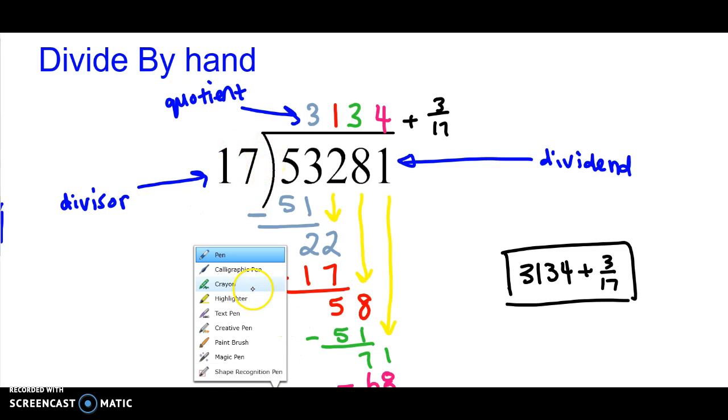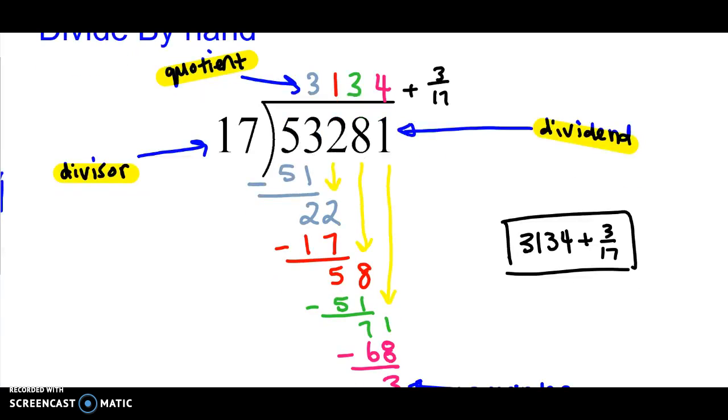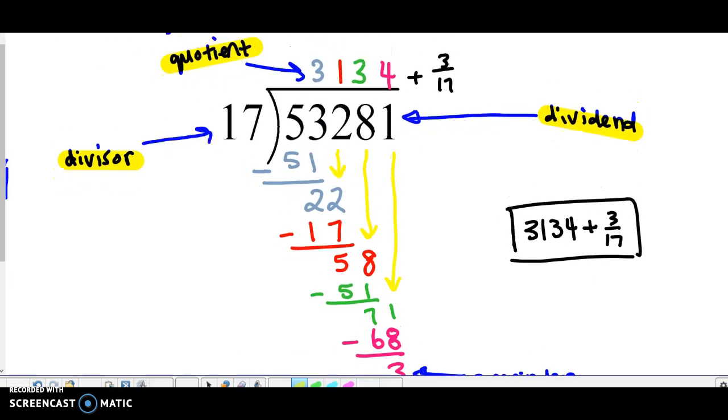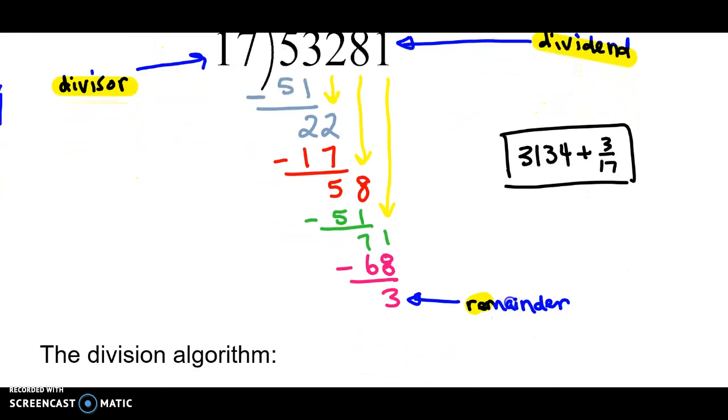So just some important vocabulary here, and you're going to hear us refer to these terms all year long. We have divisor, we're dividing into. The quotient, of course, is the answer. Dividend would be what we're dividing into. And then the last one here would be remainder. Okay, so this was our final answer here, 3,134 and 3/17.